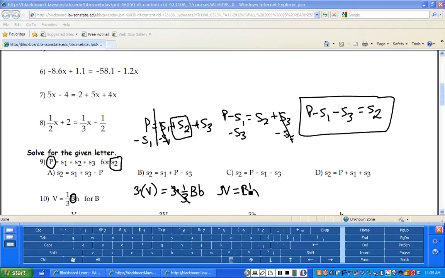Alright, so now if I'm still trying to get b by itself, I get rid of the h. B next to h, bh, is multiplication, so to undo multiplication we divide. And we divide both sides by what we're trying to get rid of, which in this case is h. H is cancelled, 3v over h is left, and now b is by itself. So that would be your answer.